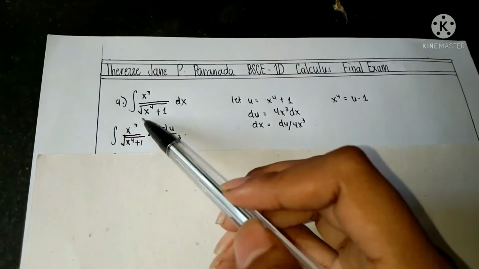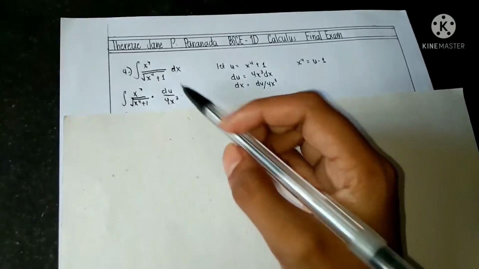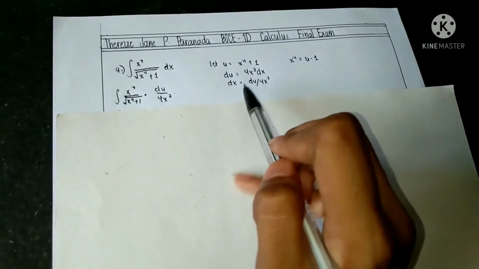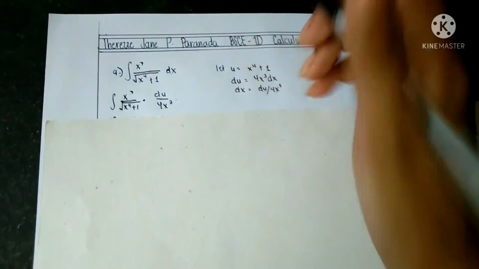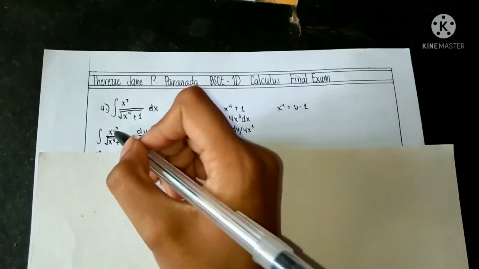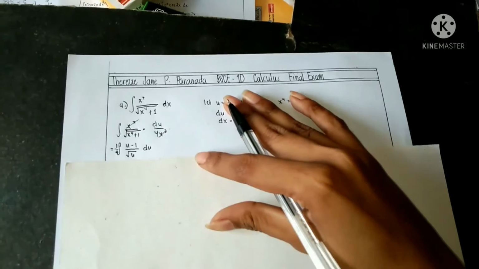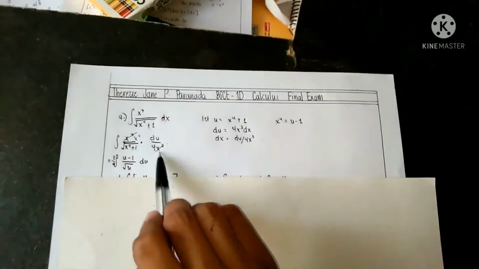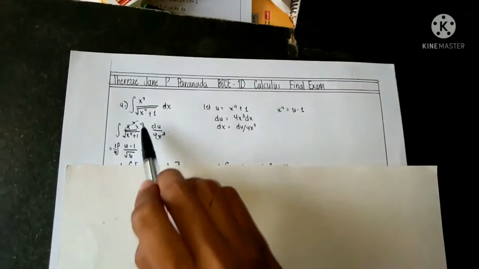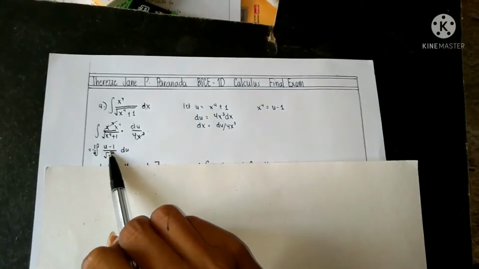So the next step is to copy the equation. The integral of x raised to 7 over the square root of x raised to 4 plus 1. Then, plug in the value of dx, which is du over 4x cubed. Next step is to cancel x cubed. So, ang matitira dito is x raised to 4. In here, ilalabas natin yung 1/4 dahil constant siya. So, 1/4, the integral of x^4, plug in the value of x raised to 4, which is u minus 1.